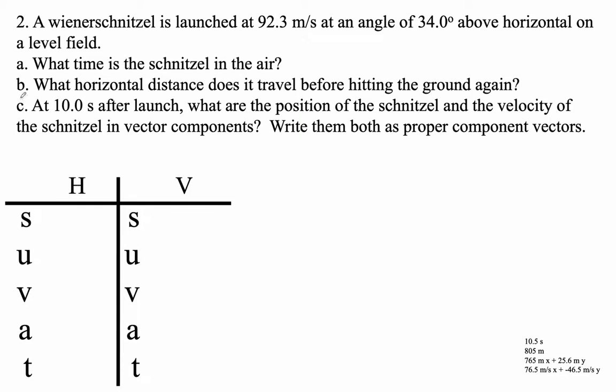All right, this is part C. We're going to do part C, so we're not going to do this one. At 10 seconds after launch, what are the position of the schnitzel and the velocity of the schnitzel in vector components? Write them both as proper component vectors. Okay, from previously, we know that, let's find those.